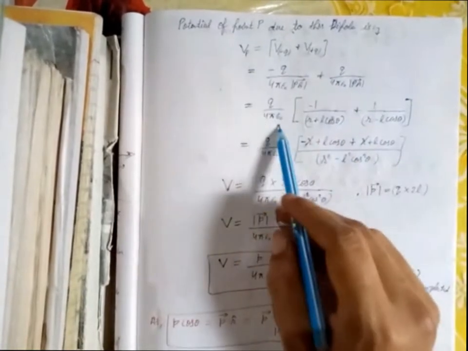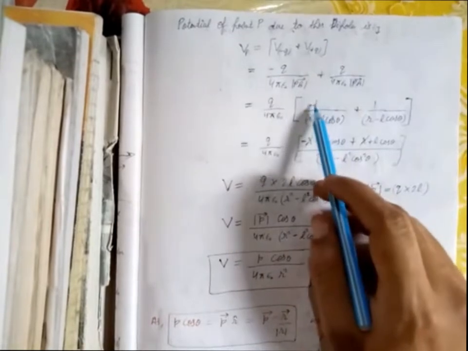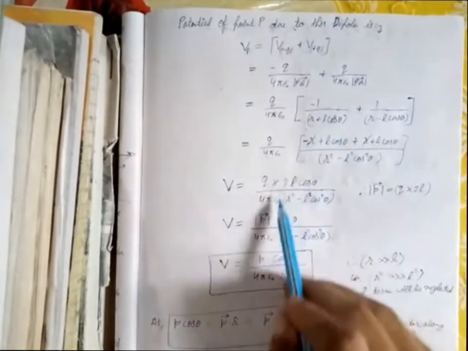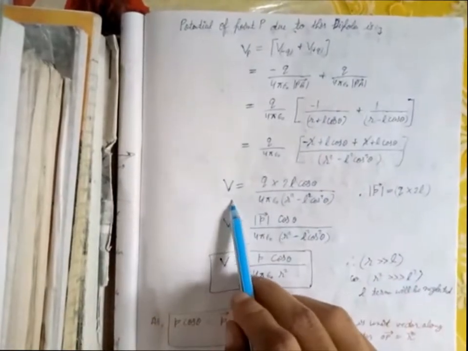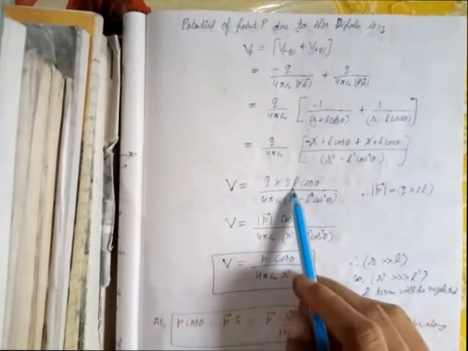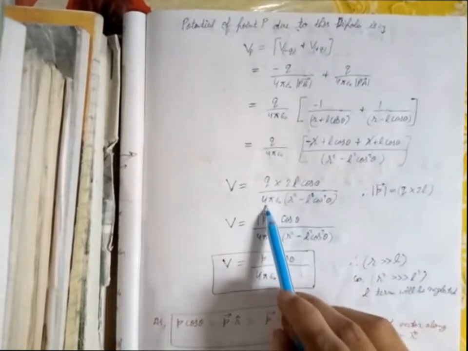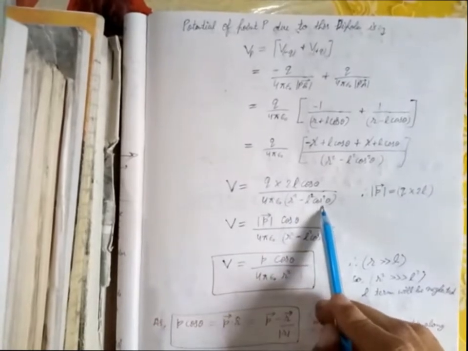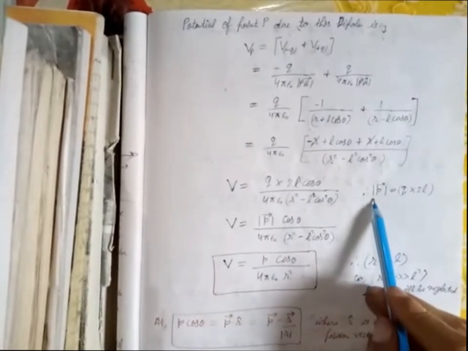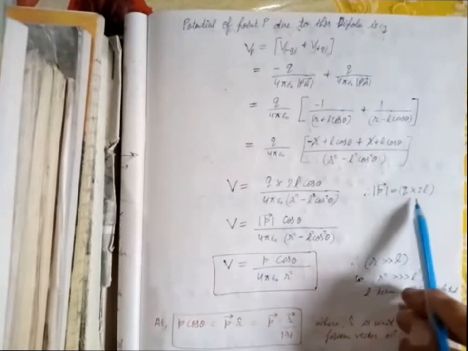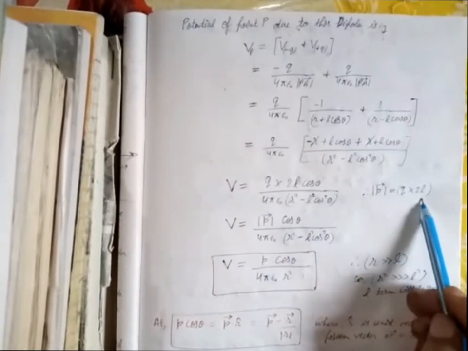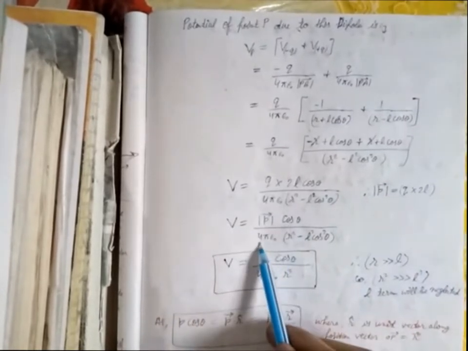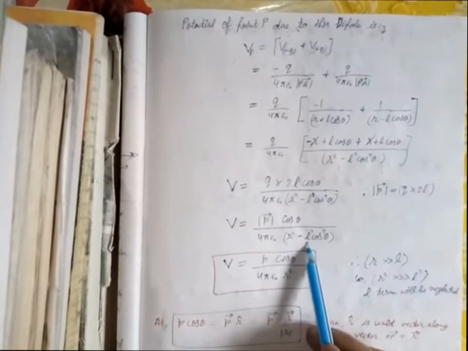In this, q by 4 pi epsilon naught is common, and we put the values of PA and PB. Finally this expression comes out: V equals q into 2l cos theta by 4 pi epsilon naught into r square minus l square cos square theta. We know that the dipole moment vector magnitude is q into 2l, so V is the magnitude of P multiplied by cos theta upon 4 pi epsilon naught into r square minus l square cos square theta.